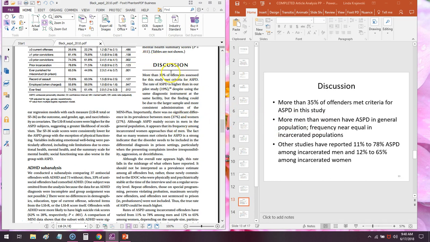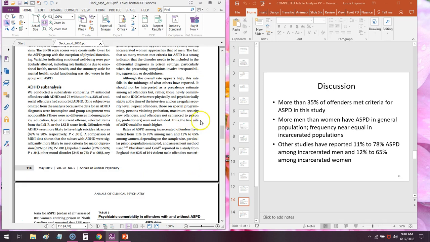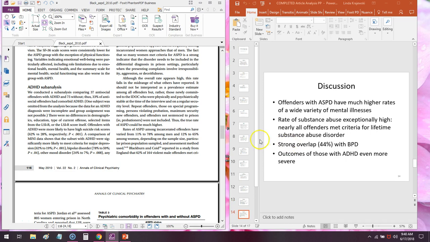So we had this very small percentage of antisocial personality disorder in the mainstream population, and as they predicted, a huge number of incarcerated folks in this study had it. In the general population, more men than women have antisocial personality disorder, but in the incarcerated populations, it's nearly equal, which is really quite surprising. And then there's some information from other studies that can be of interest.